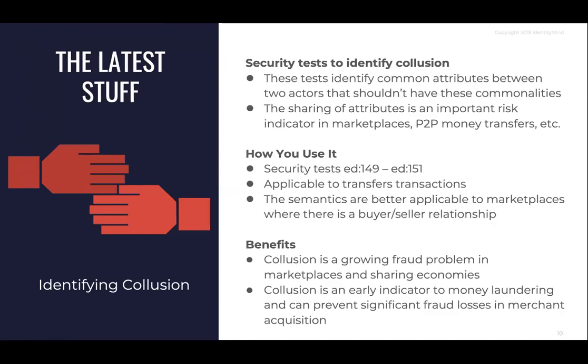So those sharings of attributes is what we've added now in security test 149 through 151. Collusion is a big problem, and it's growing because of how many marketplaces there are now, how many sharing economies there are. So the idea of how you identify this connection between the source and the destination is actually quite important. Collusion is also an early indicator for money laundering.